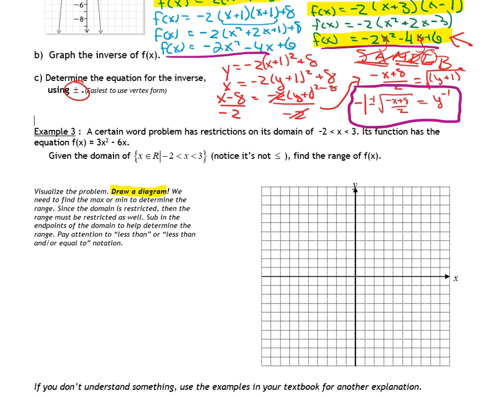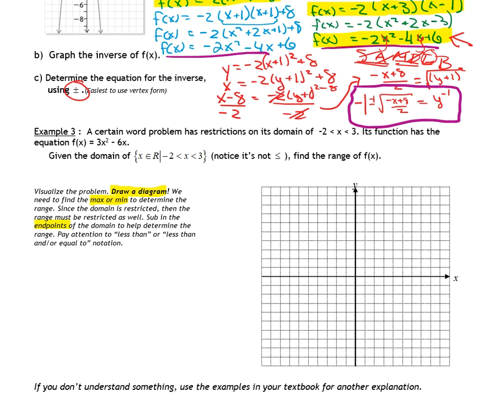And because the question said we're trying to find the range, so range, we need to know kind of maximum or minimum values. So since we're looking for maximum or minimum values, the diagram will help us with that. Since the domain is restricted, then the range must be restricted as well, subbing the endpoints of the domain to help determine the range. Okay, let's get going here.